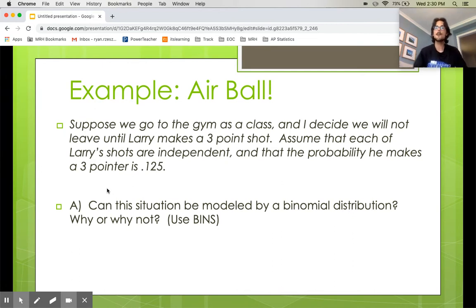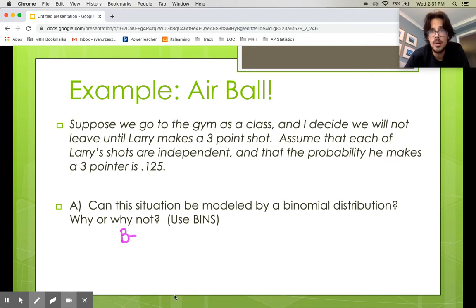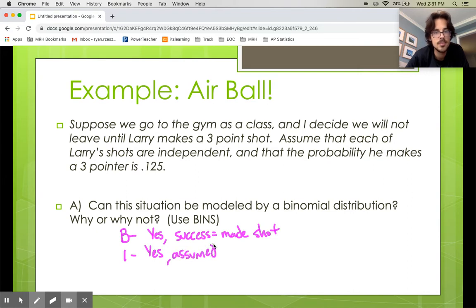Could this setup be modeled in a binomial format? Let's look. So for this problem here, B, is it binary? Yes, it is. He either makes a shot or doesn't, so it's definitely binary. A success would be a made shot. Is it independent? Also yes. Again, we've talked about sports and how that's debatable, but yes, assumed in the problem to be independent. Going to skip N and go to S. Is it the same probability of success? Yes, it is. You're going to have a probability of success of 0.125.